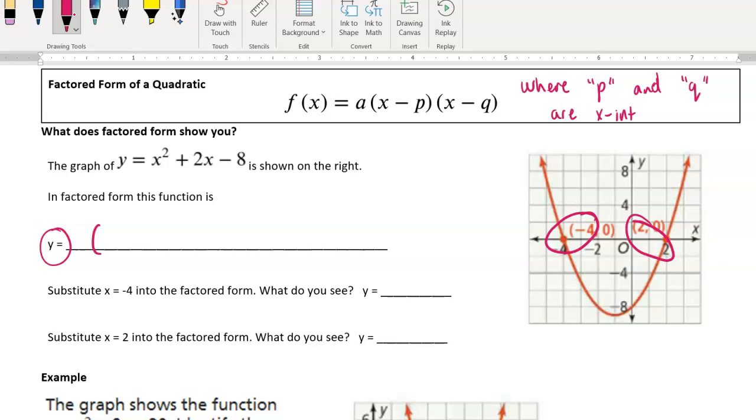But it'd be y equals x, and then it's always x minus the x-intercept. So x minus -4 would become x plus 4. And x minus 2 will just remain x minus 2. If we multiply those together, we would get x squared plus 2x minus 8. And here, if we put -4 and +2 into our equation, this is just showing us that we would get y equals 0. So that's establishing that those are our x-intercepts, because where x is those values, y would equal 0.